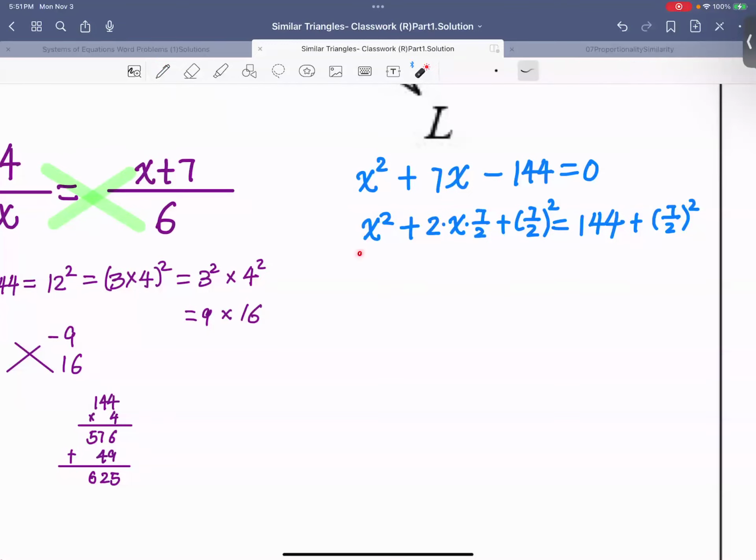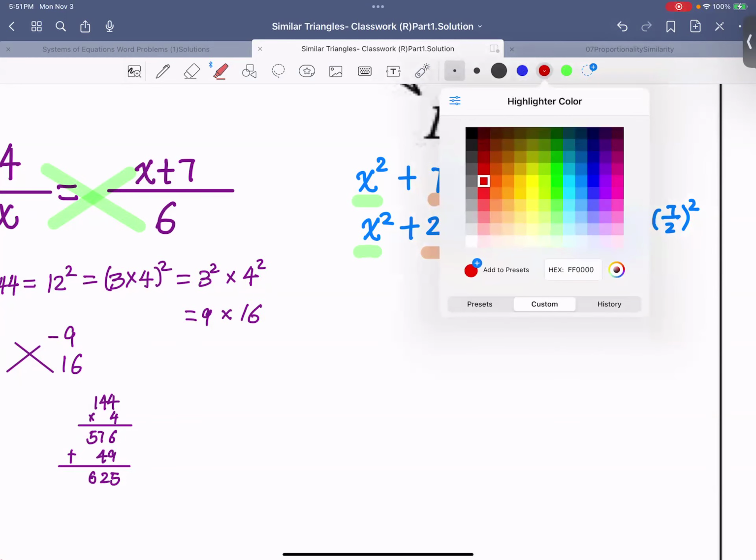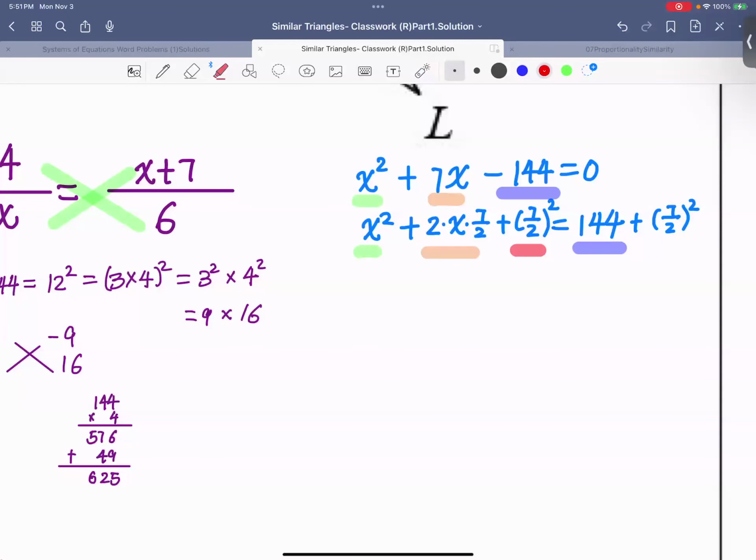You can ask us questions right now. I show you this. x squared is the same guy. 7x is this guy, same guy. I'm changing the color so that you can see it clearly. And then negative 144, move to the right, is positive 144. And then the last is the same. That guy is that guy. Okay? Yeah?